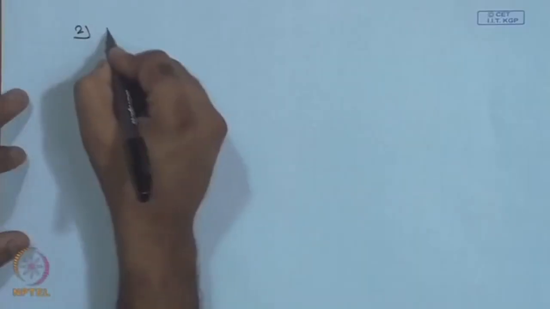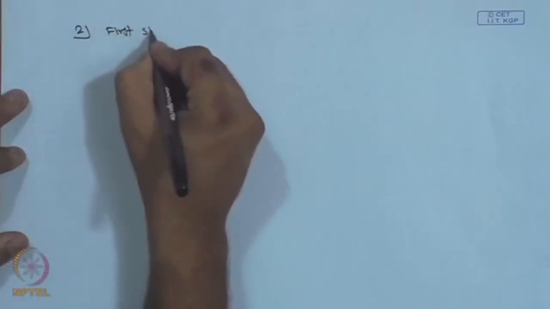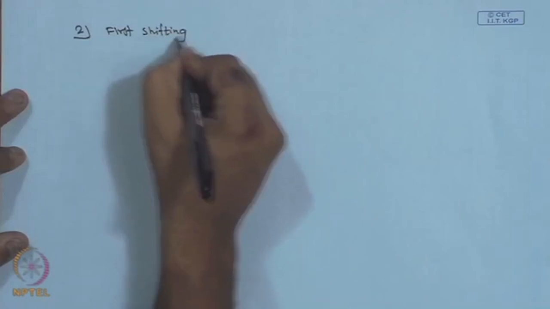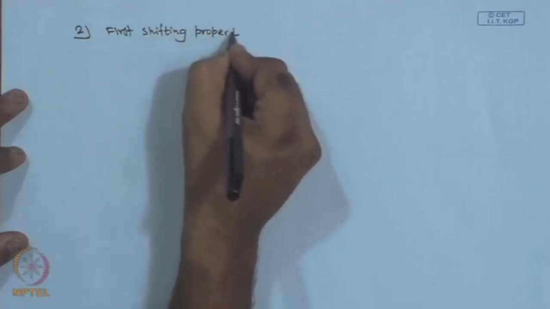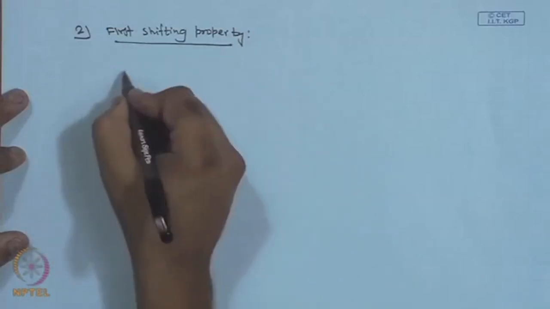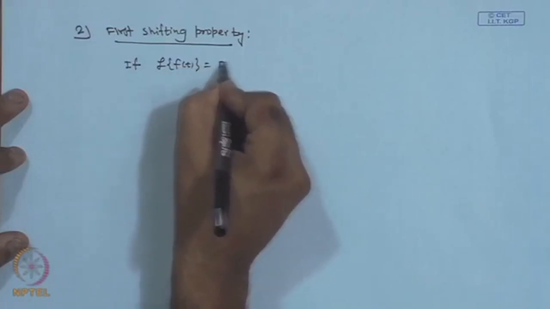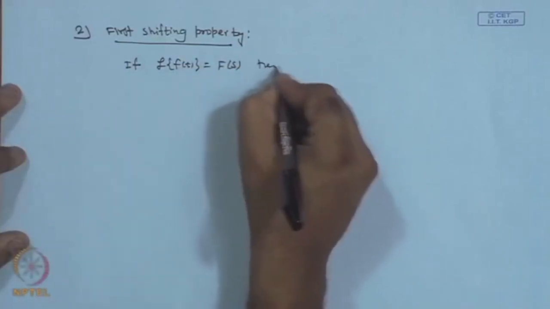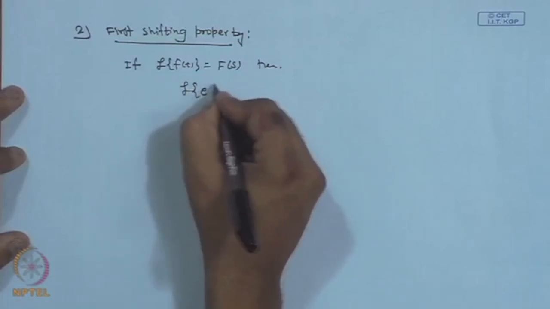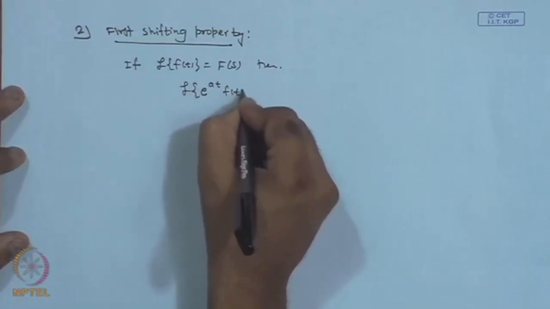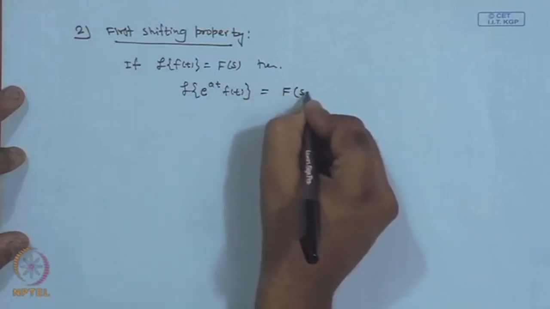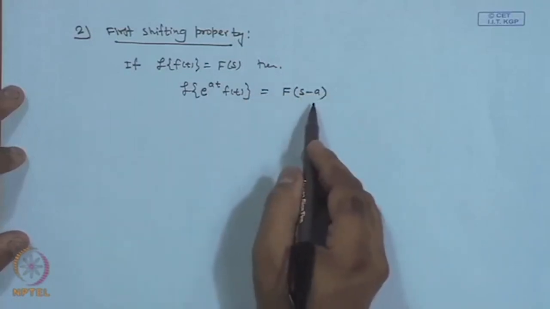Now, we move to the first shifting property, where we can have a shift in the time variable or in the s variable. In this case, it says that if the Laplace transform of f(t), as usual we denote by F(s), then the Laplace transform of e^(at) f(t) will be simply a shift in s. So, this F(s) will be F(s minus a).